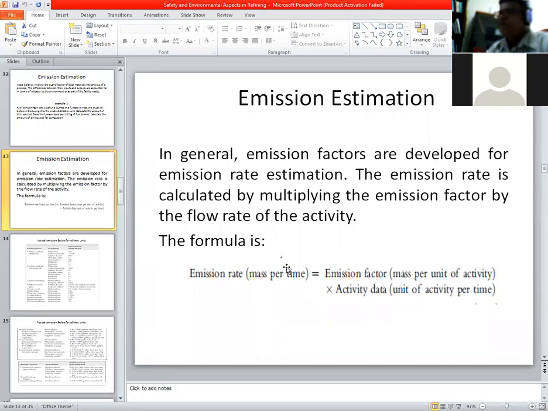Please note down this equation. Emission rate equal to emission factor times flow rate. Please note down, everyone, this equation first. Again, I'm telling, emission rate equal to emission factor times flow rate. Now, flow rate will normally be given. What is the emission factor? It is very simple.